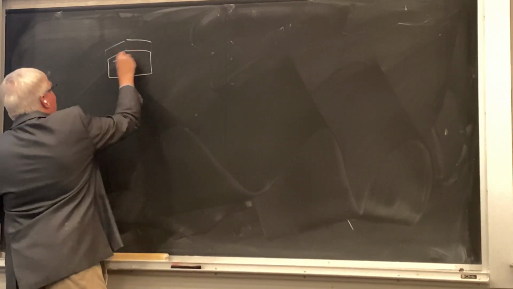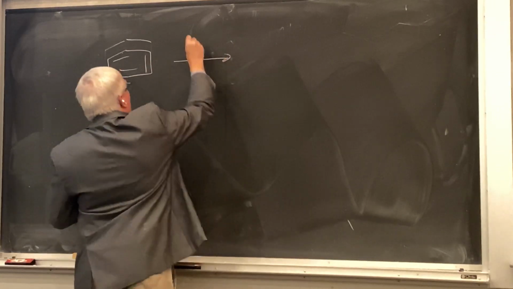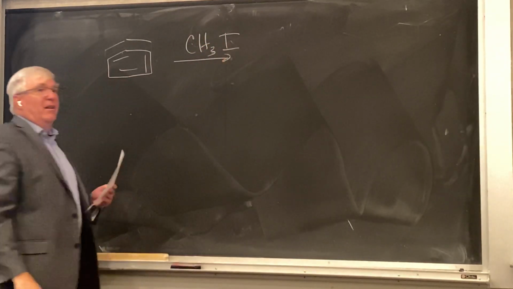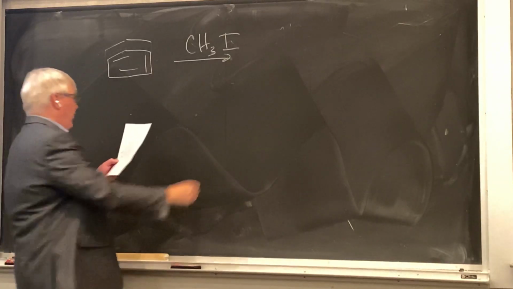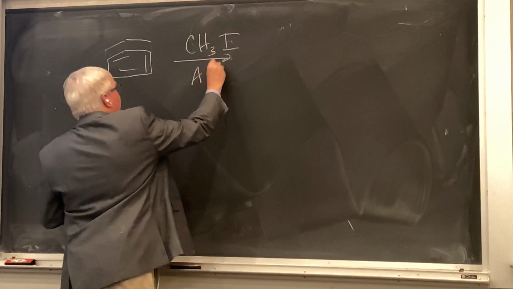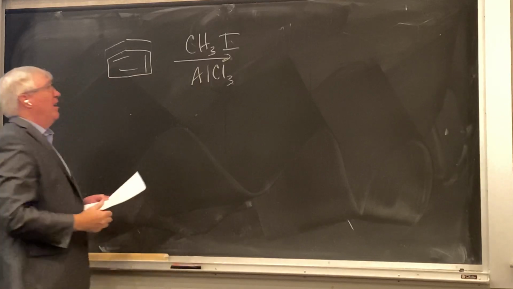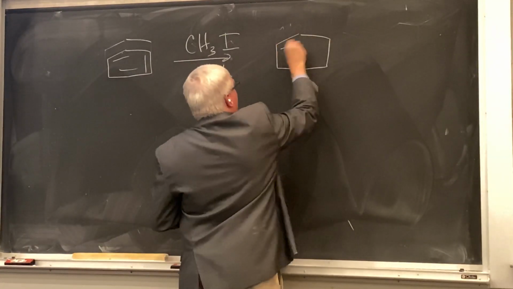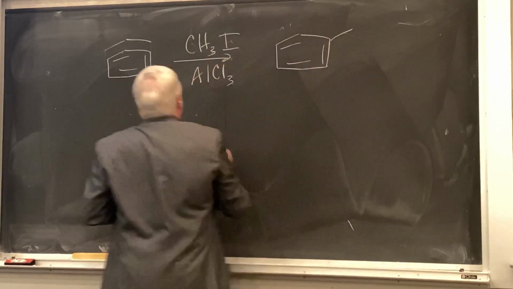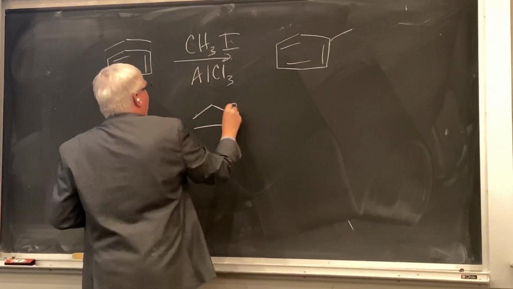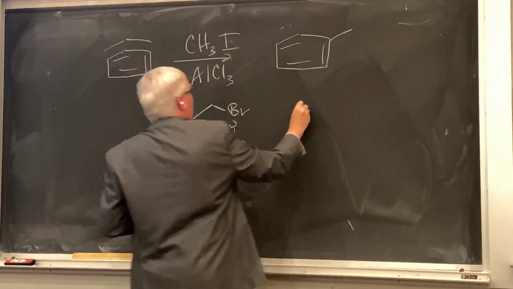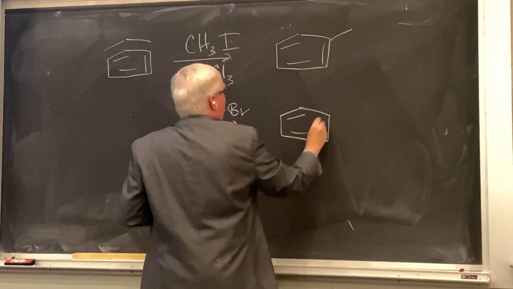If we have benzene with iodomethane, this is a good one. And you can use the same aluminum chloride here. It's okay to mix up the halides. And this one will give a good yield of toluene. Okay. You can also take the ethyl one, aluminum chloride, and create the ethylbenzene.